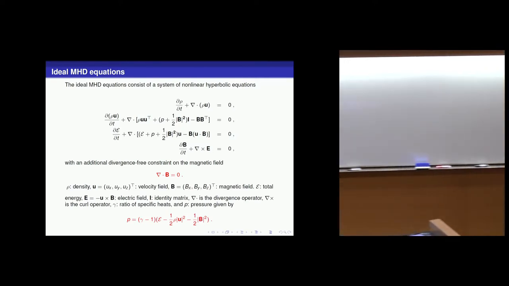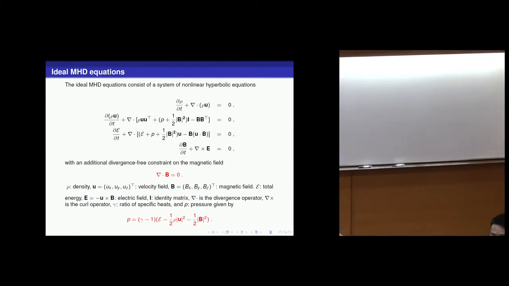The first one is that the divergence of the magnetic field should be zero. That means if initially it is zero, it is desirable to design numerical schemes to preserve this constraint. Okay, that's the first one. The second one is this one. P is the pressure; it is a derived quantity. This is the conservative total energy. And U is the velocity, B is the magnetic field, and rho is the density.